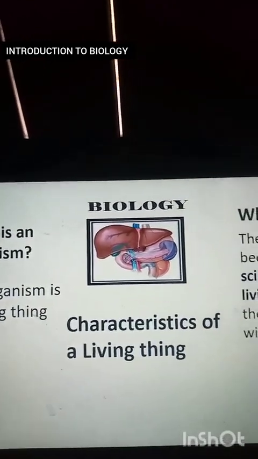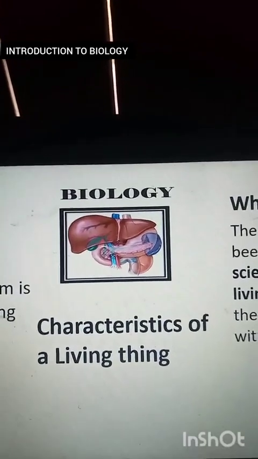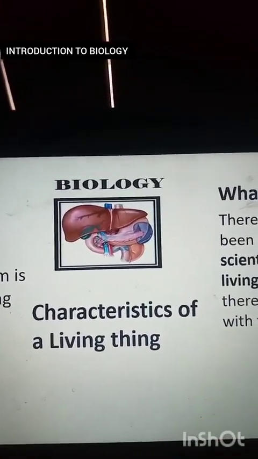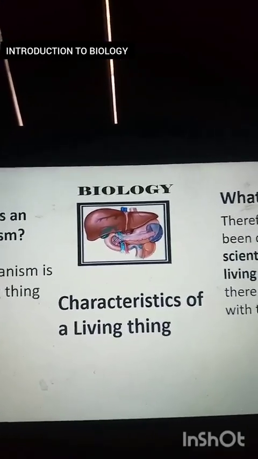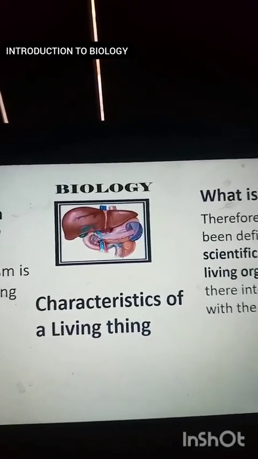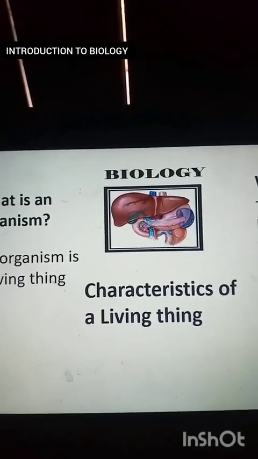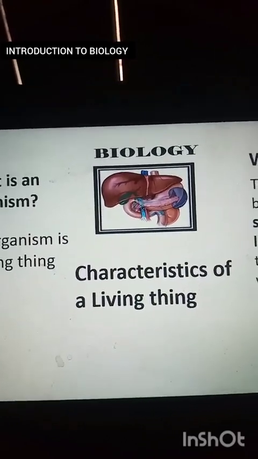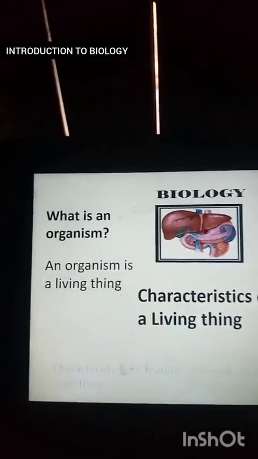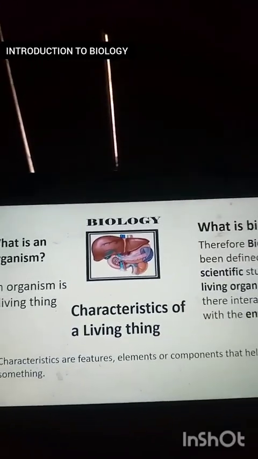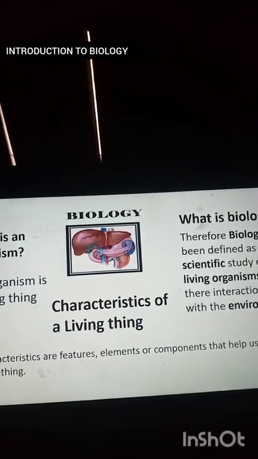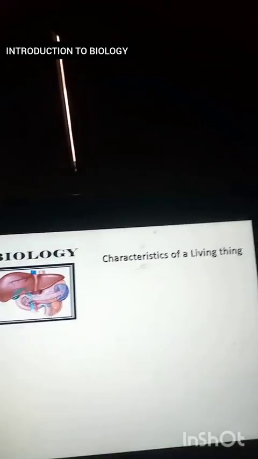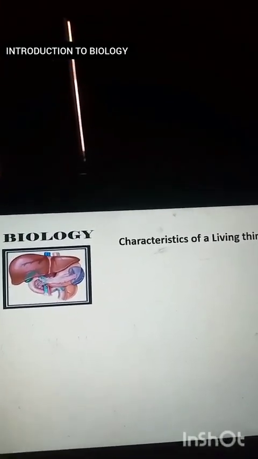Let us now look at the characteristics of organisms or living things. How can we tell whether something has got life or doesn't? How can we differentiate between living things and non-living things? To begin with, characteristics are simply features, elements, or components that help us to describe something. If we want to differentiate between a living thing and a non-living thing, here are some of the characteristics that we can use.